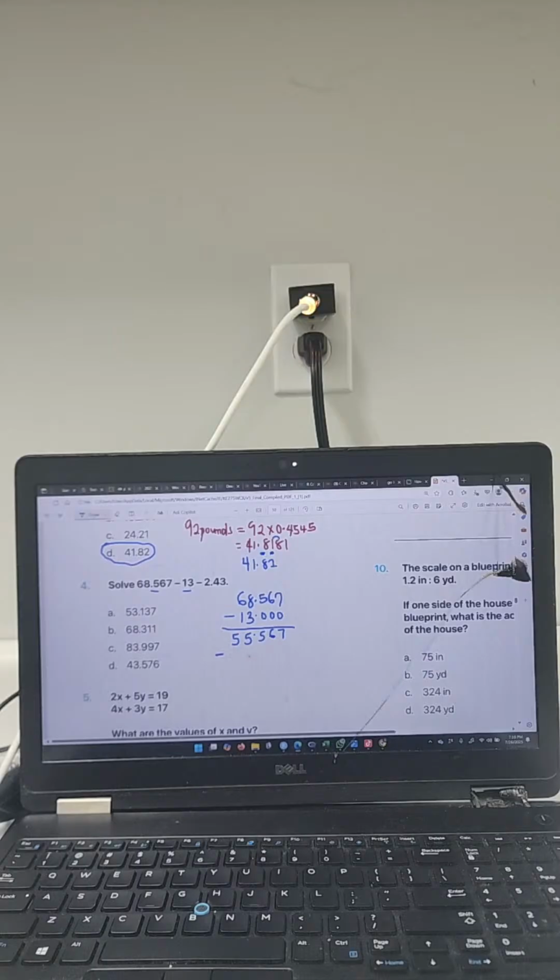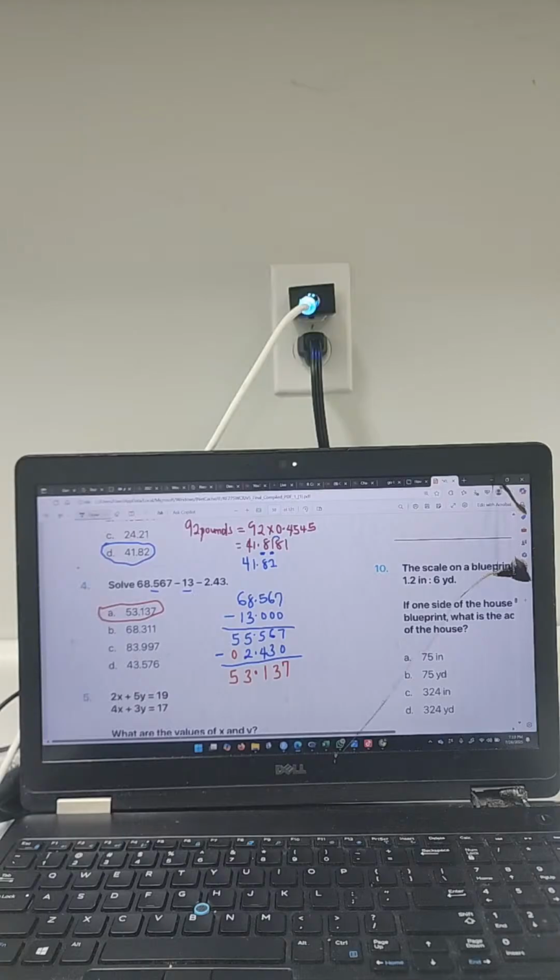Again, negative 2.43. Here you can put 0. 7 minus 0 is going to be 7. 6 minus 3 is going to be 3. 5 minus 4 is going to be 1. 5 minus 2, 3. And here you have 5. If you put 0 here, you're going to be 5. So the right answer is option A.